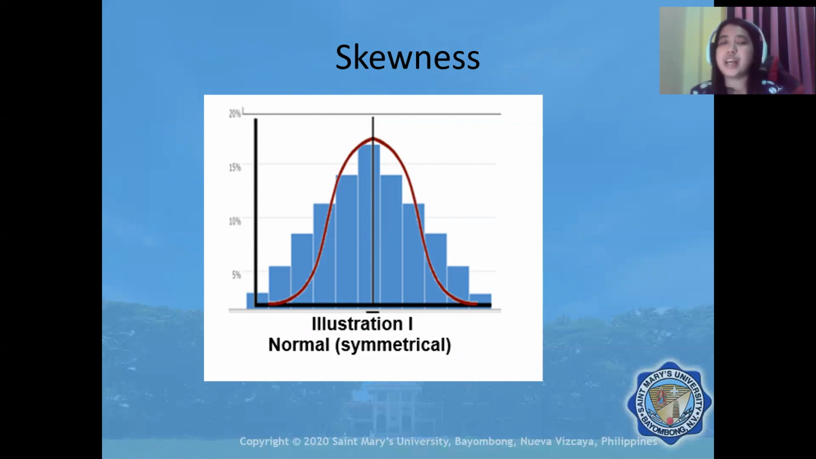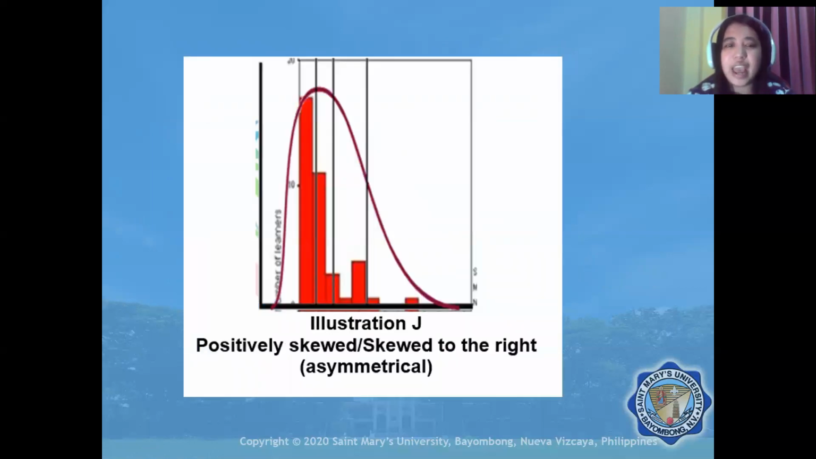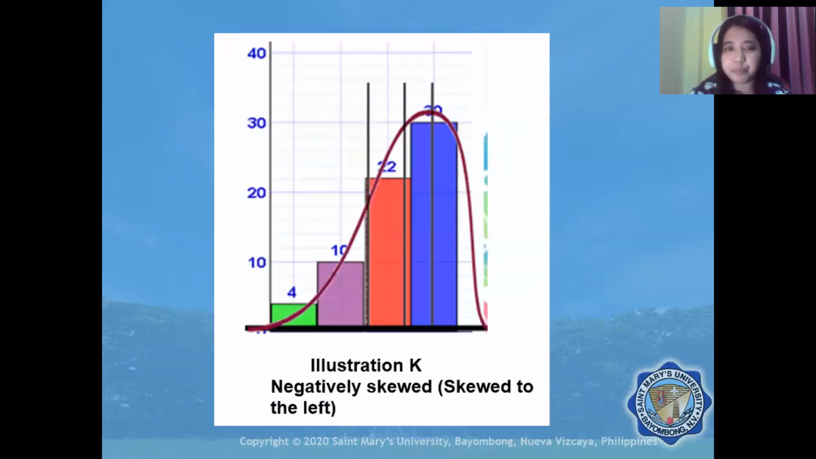So for skewness, this is the normal or symmetrical shape in general. And this is one of the asymmetrical figures. It is positively skewed, or we say that it is skewed to the right. And this is the next figure. It is negatively skewed, or it is also called skewed to the left.